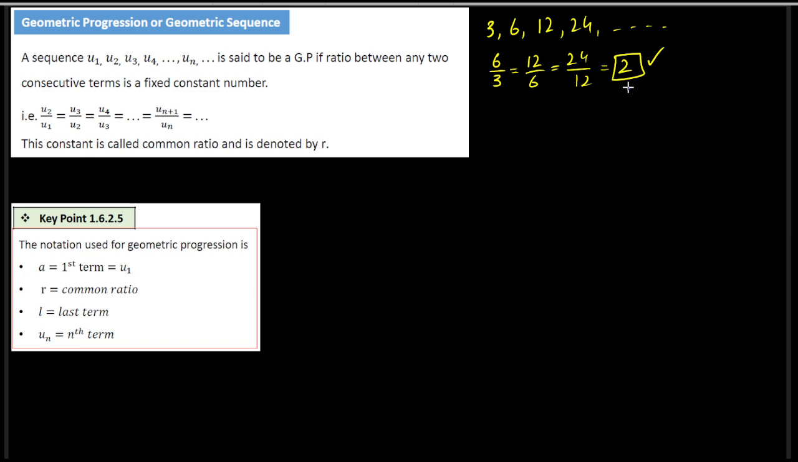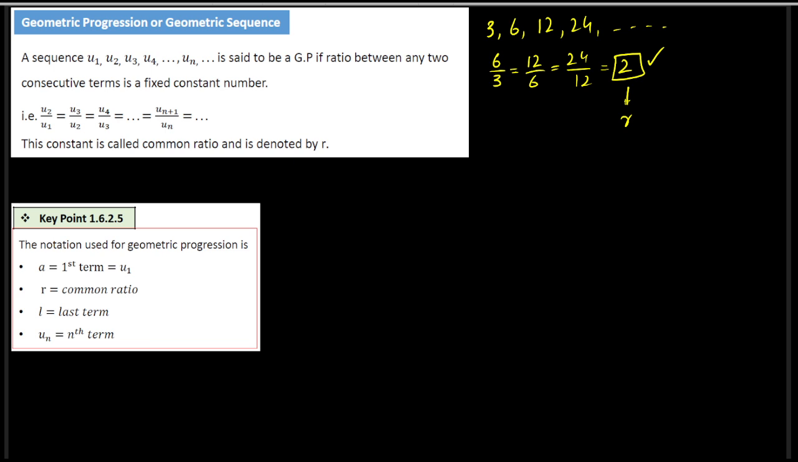This fixed constant number is called the common ratio and we denote it by R. So, in other words, a sequence in which we get each next term by multiplying the previous term with a fixed number, like 2 in this case, is called a geometric progression or geometric sequence.